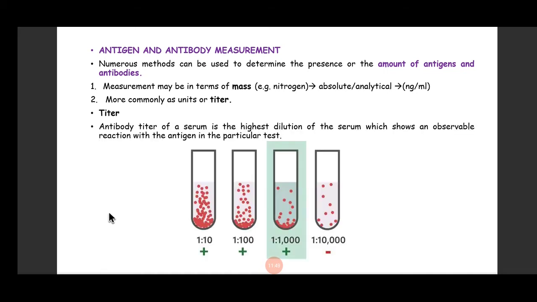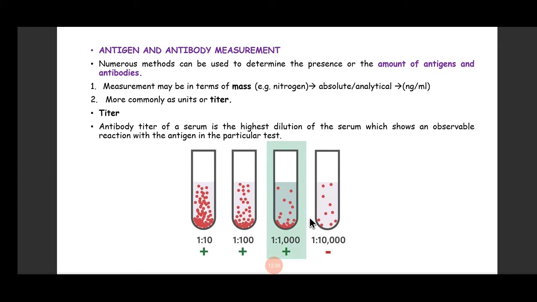What is titration? Titration means we will dilute this specimen serially, 1:10, 1:100, 1:1000, 1:10,000, and then we will look for the antigen antibody reaction with the same quantity of antigen. So if the antigen antibody reaction is taking place up to this dilution, 1:10,000, it means the titer of antibody in the serum is 1:10,000, because after this the antigen antibody reaction is not taking place, right? It means the higher the titer, the higher the quantity of antibody present in the serum.